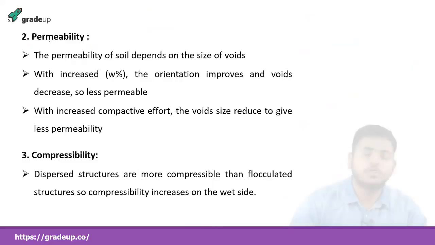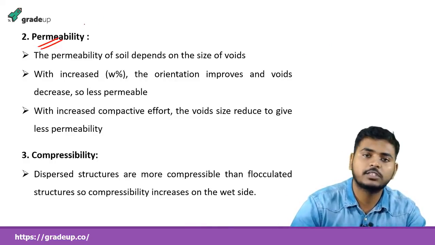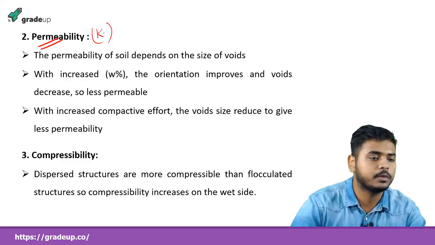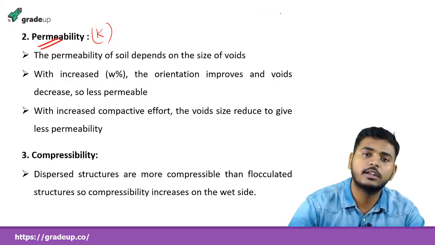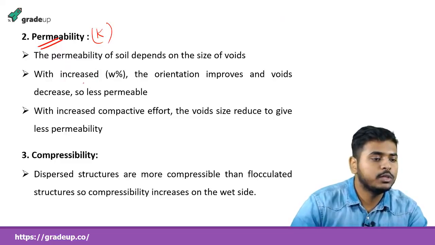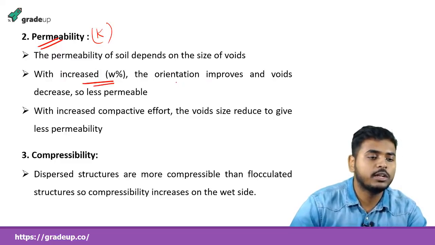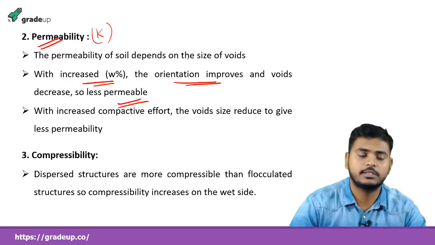Now moving on to the next effect, that is the effect of compaction on permeability, that is K. Now as we all know that permeability depends on the size of void, and that's why the permeability of sand is greater than clay. Though clay has greater number of voids, but the size of void is less, so permeability of sand is more. With increased water percentage, the orientation improves, as I have already told, and voids decrease. So they are less permeable, as in case of dispersed structure.